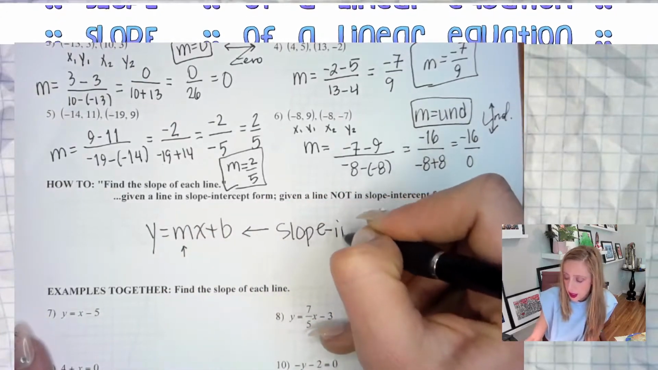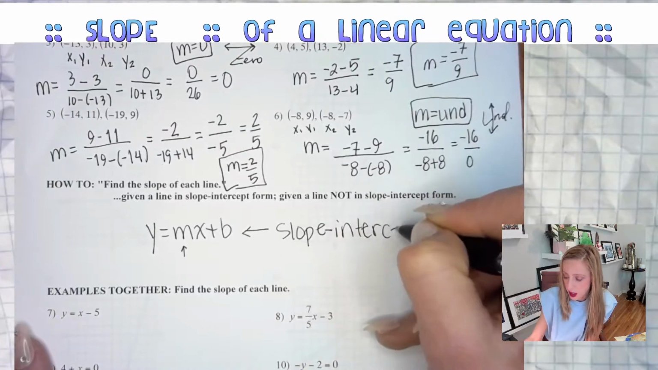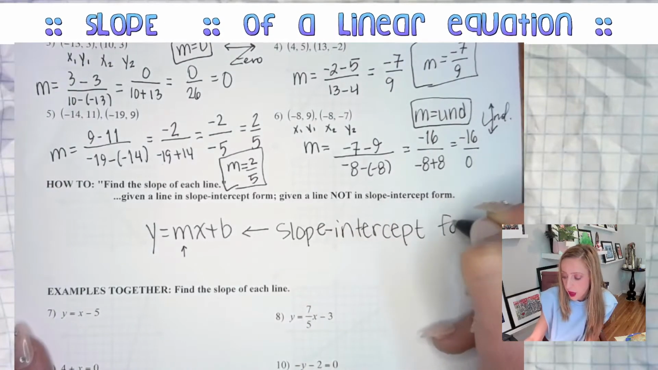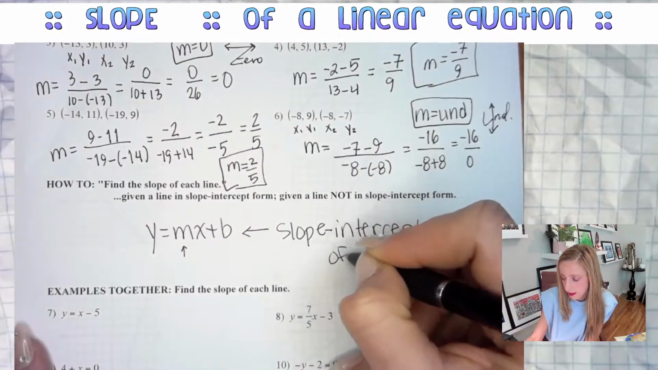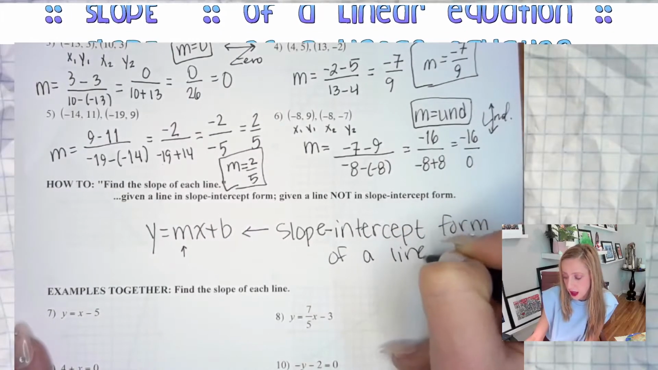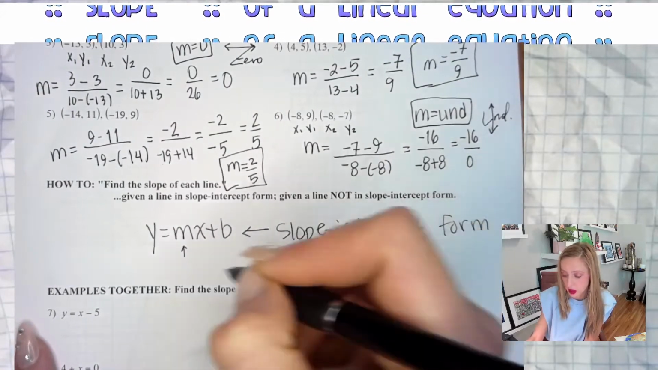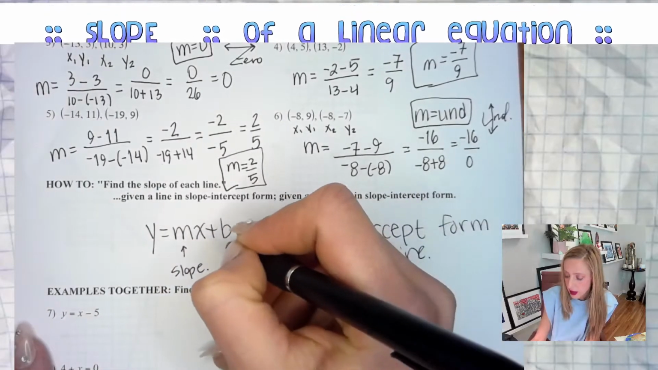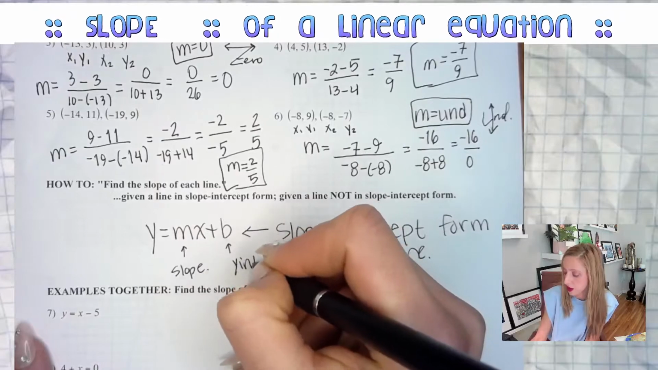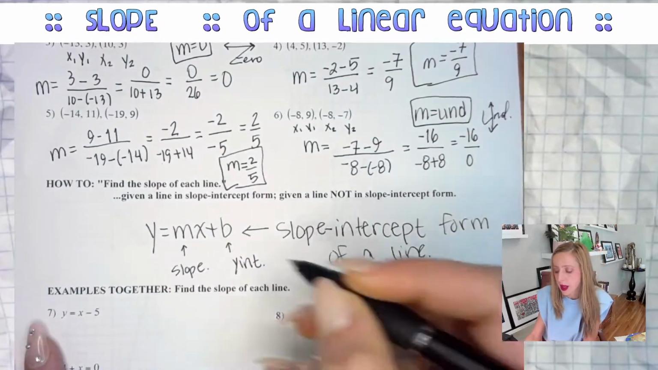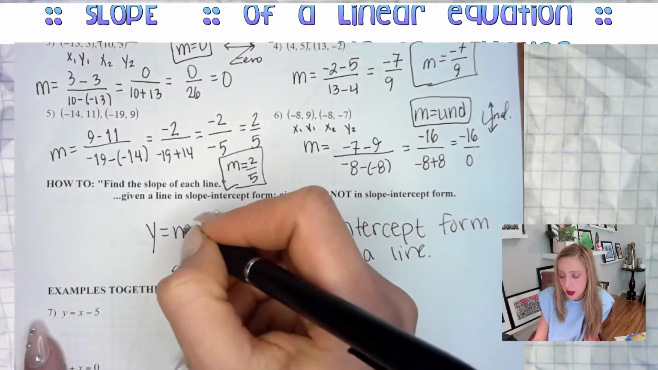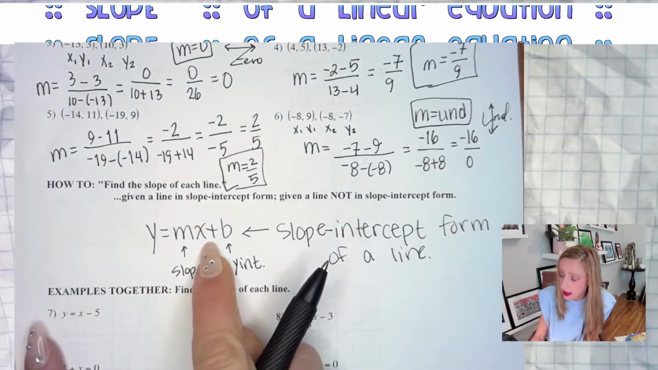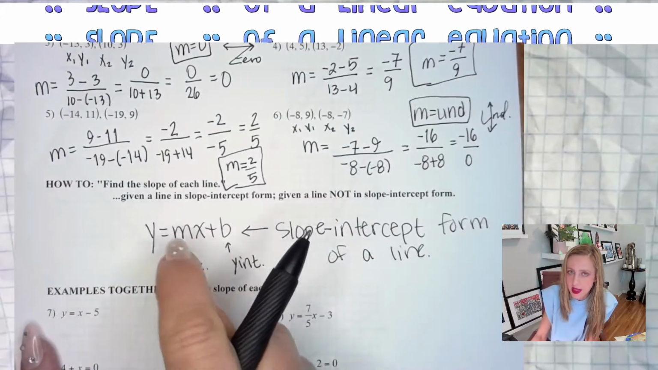There's another word, intercept, and it's still not done, form of a line. So this already should be familiar to you. You should have done things with this before. That part right there in front of the x is the slope. That right there is the y-intercept, not just any intercept, the y-intercept. And the slope is whatever's in front of x, not including the x, as long as it's in this form.